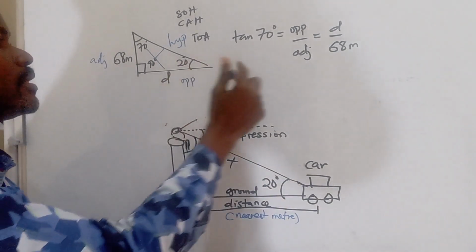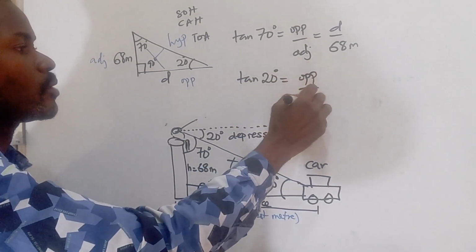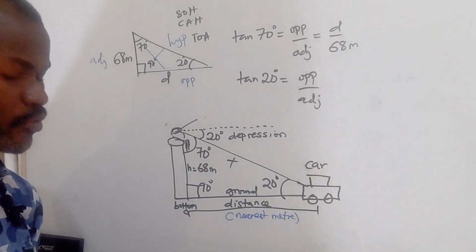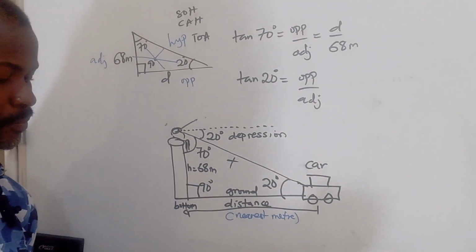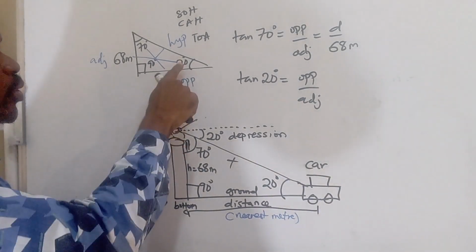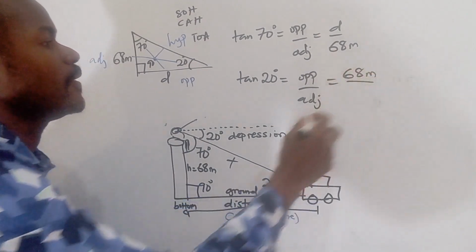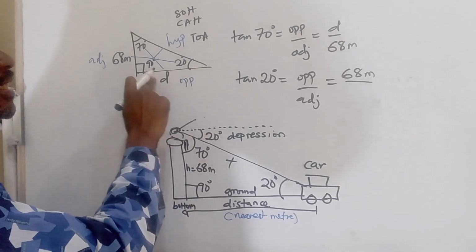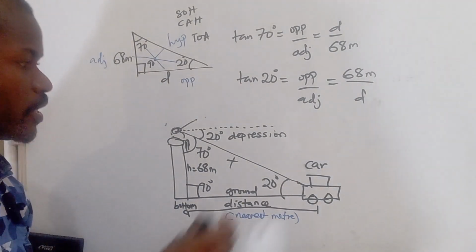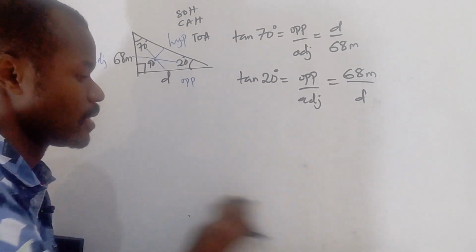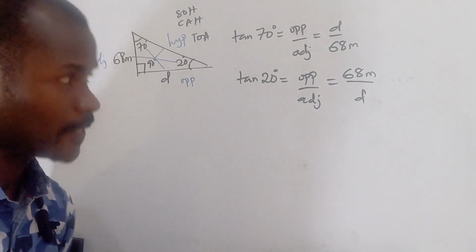Now, we can also use tan 20 degrees, which is opposite over adjacent. If you are using tan 20 degrees, the opposite to 20 degrees is 68 meters, divided by our adjacent, which becomes the ground distance, D. Whichever method you use, you are going to get the right answer. But let's just use these two to see what we are going to get.